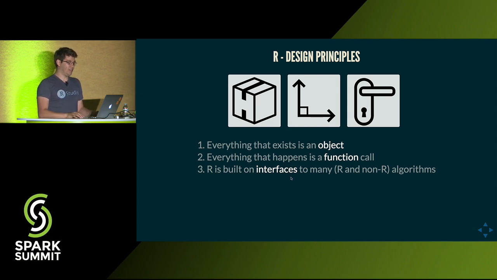But the third principle is a bit more particular to R. That one says that R is built on interfaces to many R and non-R algorithms. A lot of the languages that we see today, when people create a new language, those languages also tend to re-implement the main core routines and the main algorithms in that particular language. And in a sense, R, being an interface language that attempts to increase productivity in the data science community, is more open to also including things that are not even written necessarily in R.